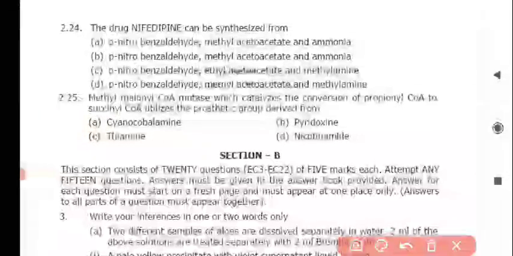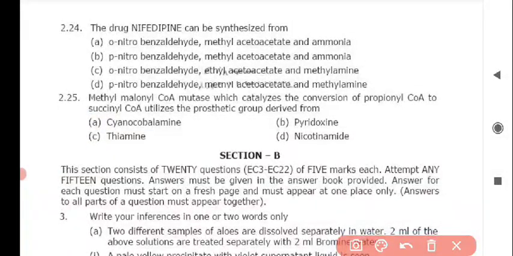Now coming to the last question of today's session: methyl malonyl coenzyme A mutase, which catalyzes the conversion of propionyl coenzyme A to succinyl coenzyme A, utilizes the prosthetic group derived from. The correct answer for this is option A, that is cyanocobalamin.